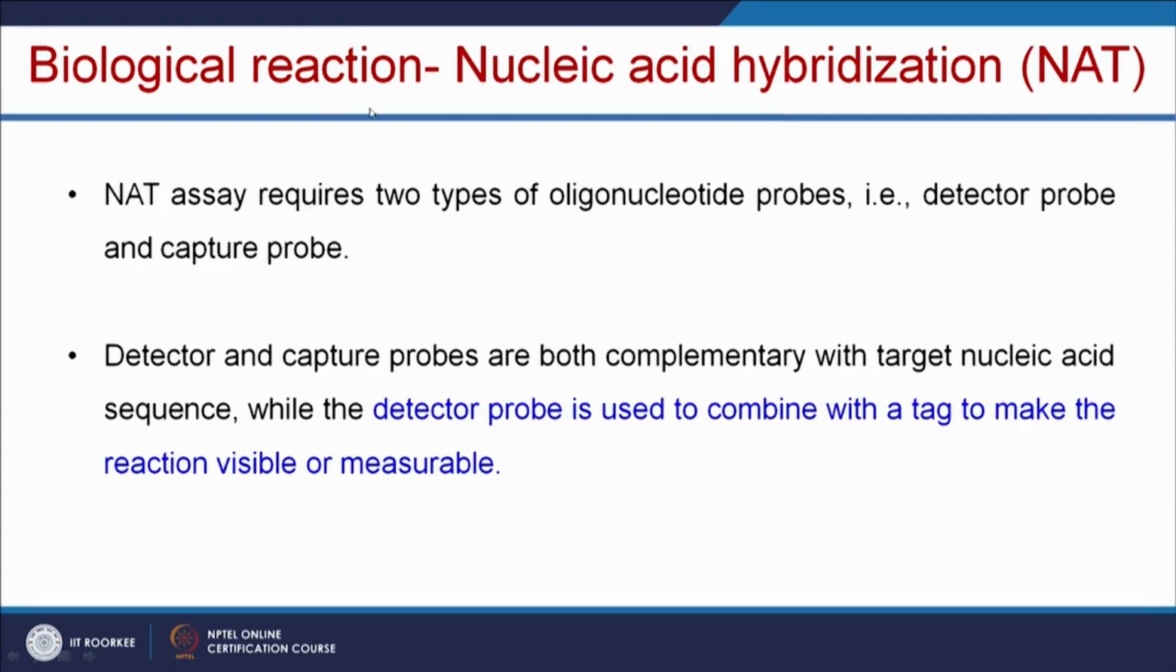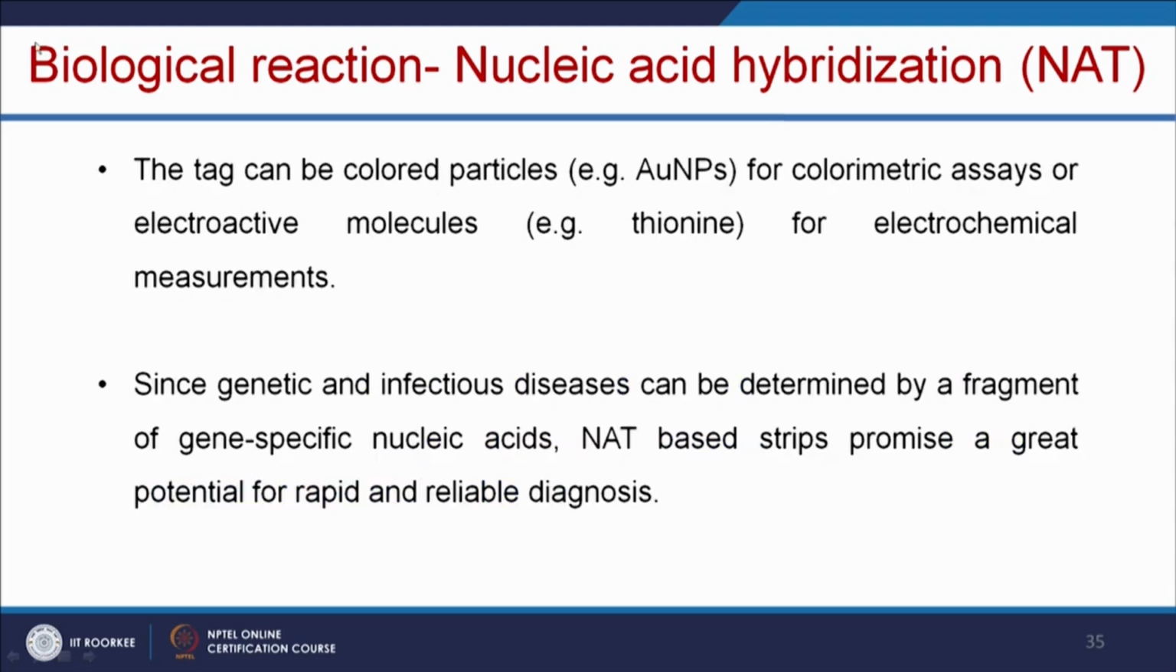The next one is the biological reaction by nucleic acid hybridization, that is NAT. Here the NAT assay requires 2 types of oligonucleotide probes. The first one is the detector probe, the next one is the capture probe. Both the detector and capture probes are complementary to the target nucleic acid sequence. The detector probe is combined with a tag to make the reaction visible or measurable. The tag can be colored particles or gold nanoparticles for colorimetric assays, and it can be electroactive molecules, for example thionine, for electrochemical measurements. So using this NAT assay we can easily identify genetic as well as infectious diseases.